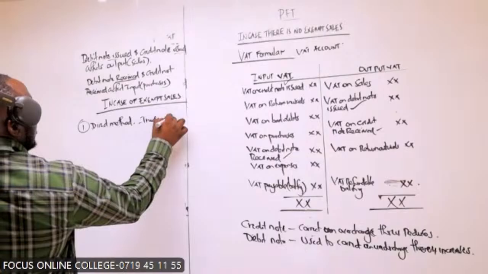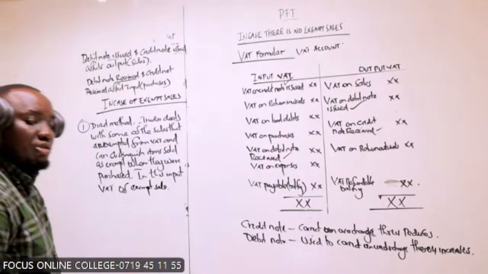Are we together? So then we basically say that in this scenario, input VAT on the exempt sales should not be included. Input VAT on the exempt sales is not included. Are we together? So how do I get VAT?